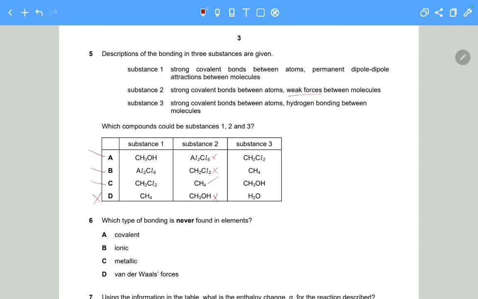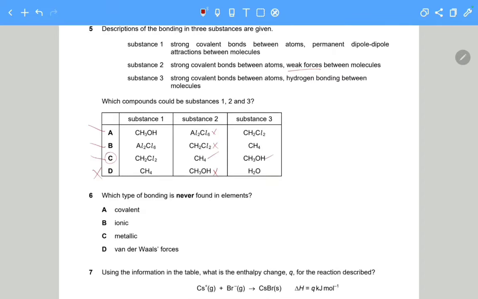And the last option is substance 3. Now, we've already ruled out A, B, and D, so we know that C should be the answer, but we'll read option for substance 3 because we need to make sure what we are doing is right. So strong covalent bonds between atoms, hydrogen bonding between molecules, CH3OH, definitely hydrogen bonding. So this is the correct answer.